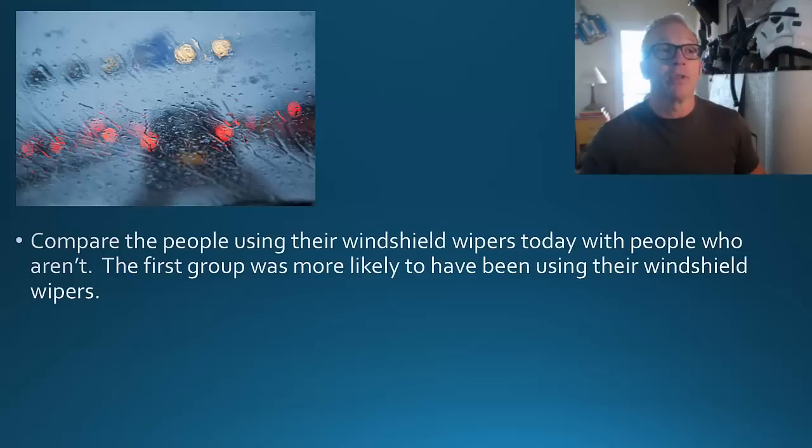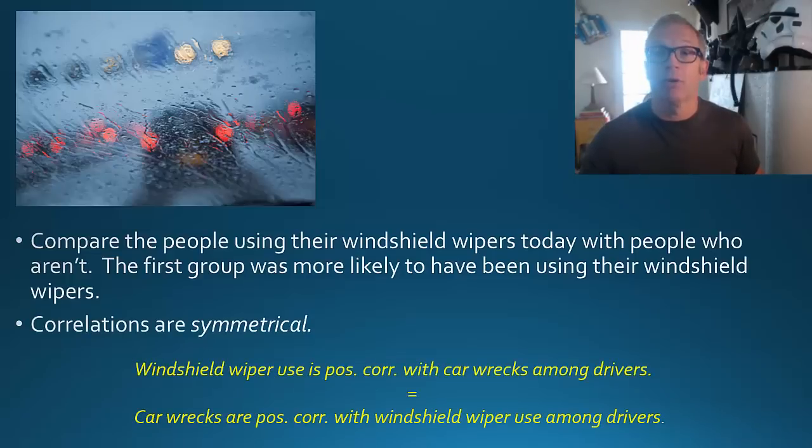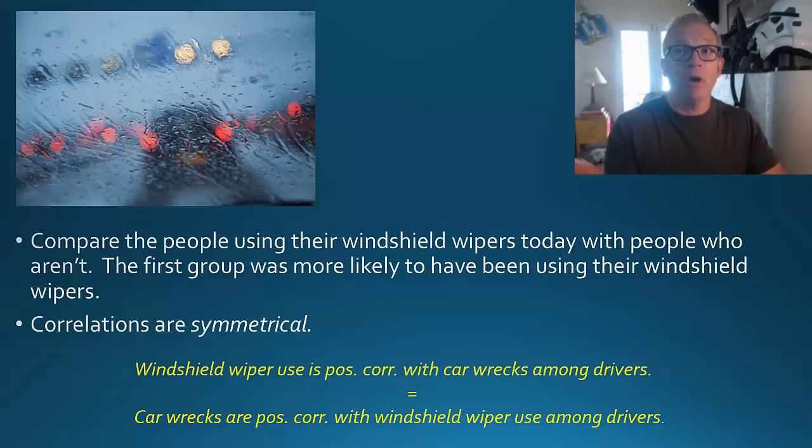Now, why is that? Compare the people using their windshield wipers today with people who aren't. The first group was more likely to have been in a wreck. That's to say that correlations are symmetrical. These two claims are equivalent. The idea here is, and partly what I'm trying to get at is, that rain is the third cause. When it rains, that causes two things. It causes car wrecks. Not everybody has a car wreck, but a higher percentage of people who are driving in the rain have wrecks. And rain also leads to people using their windshield wipers.